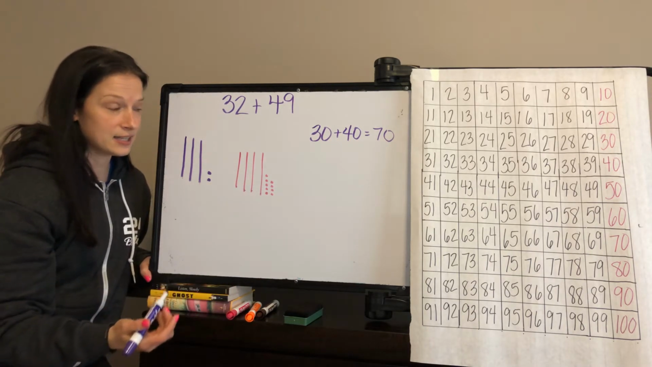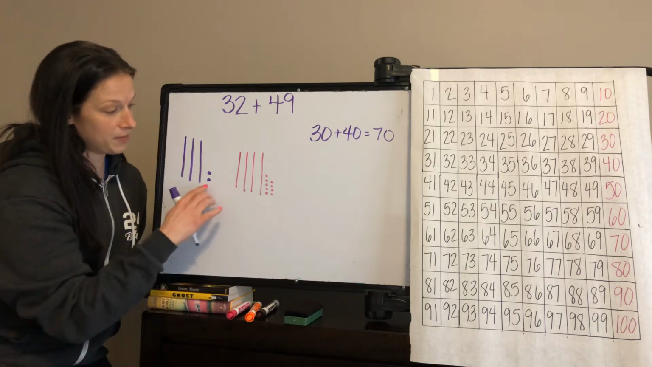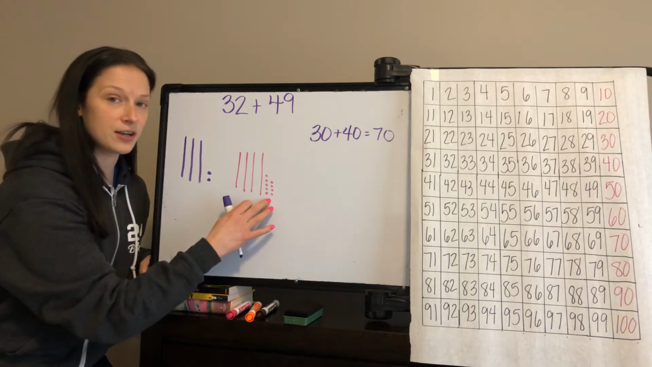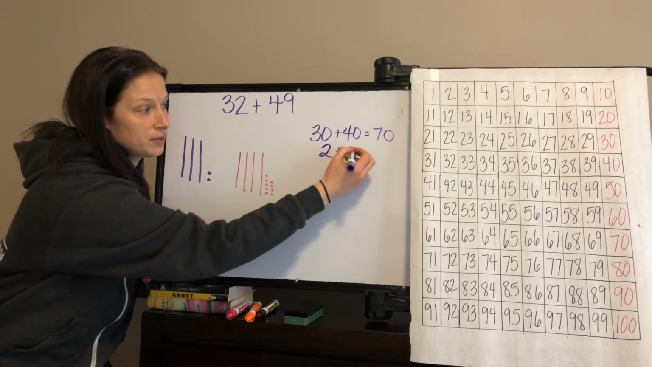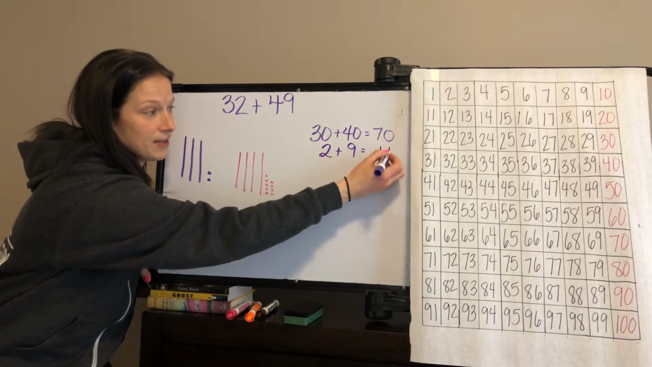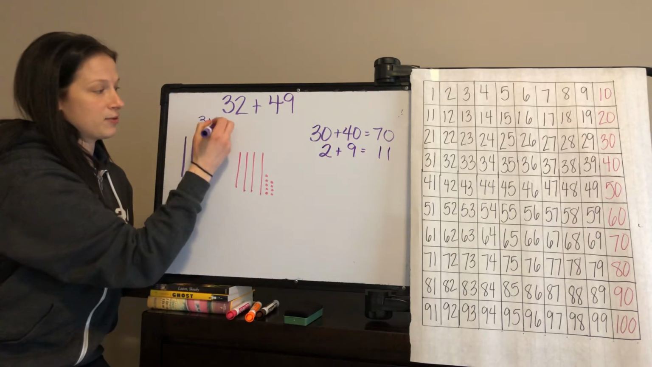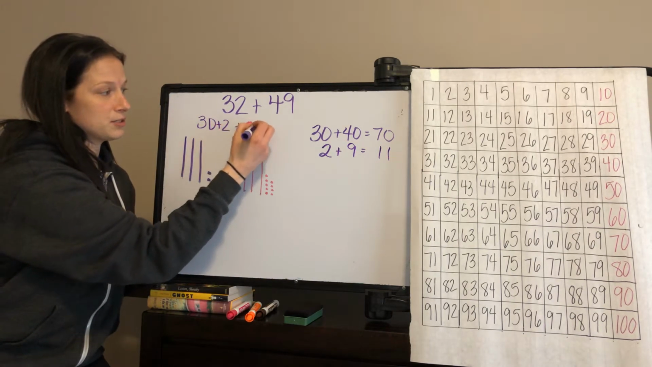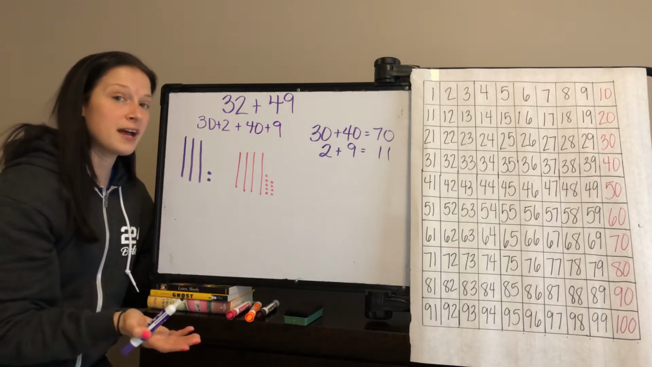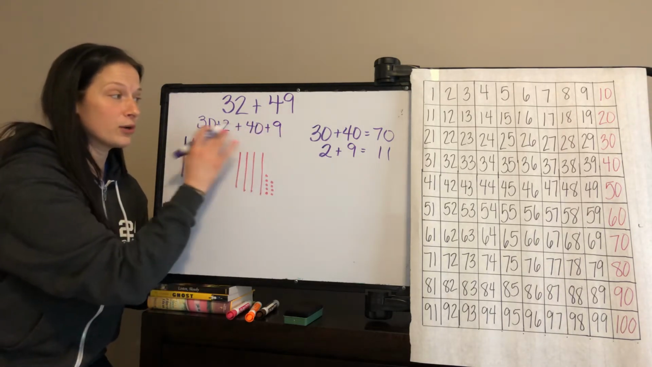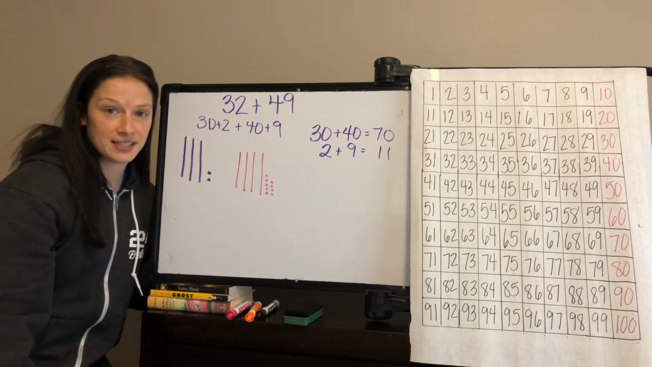The next thing that students do is think about 2 plus 9. They combine the digits in the 1s place. 2 plus 9, they know, is 11. Just to clarify what's happening, they did 30 plus 2 plus 40 plus 9. They know that order does not matter when we're adding. No matter what order we do this in, we're going to get the same answer.